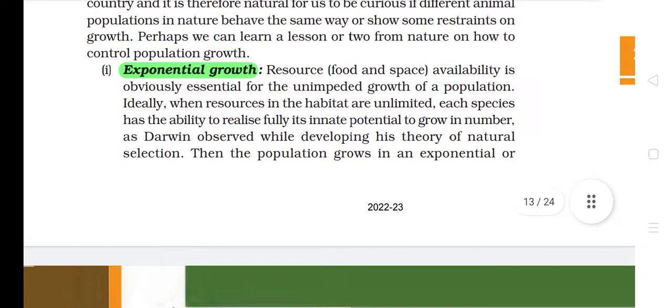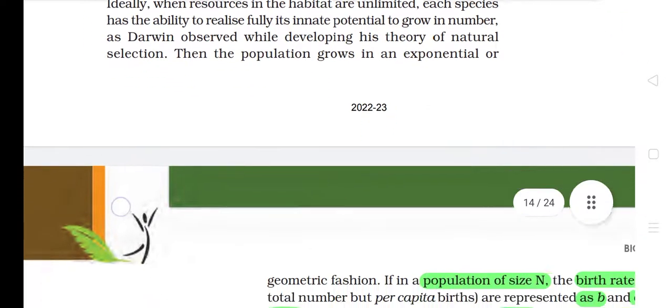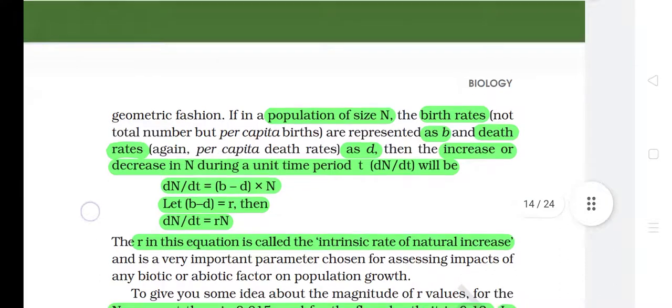1. Exponential growth. Resource, food and space availability is obviously essential for the unimpeded growth of a population. Ideally, when resources in the habitat are unlimited, each species has the ability to realize fully its innate potential to grow in number, as Darwin observed while developing his theory of natural selection. Then the population grows in an exponential or geometric fashion.